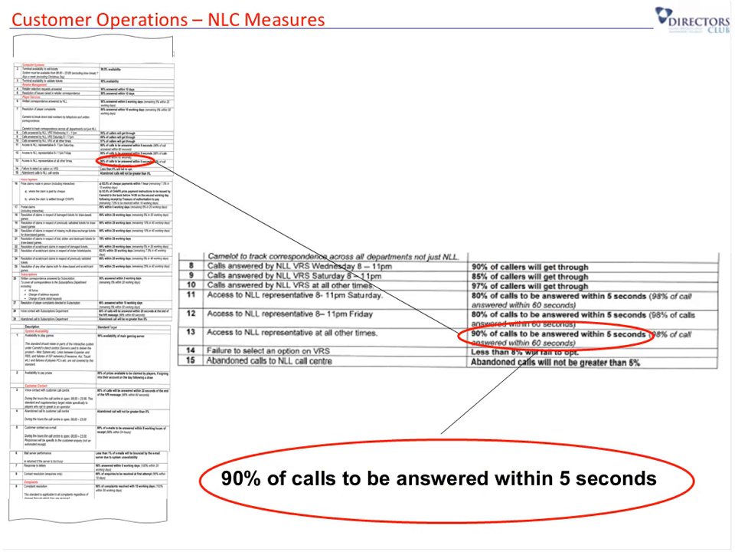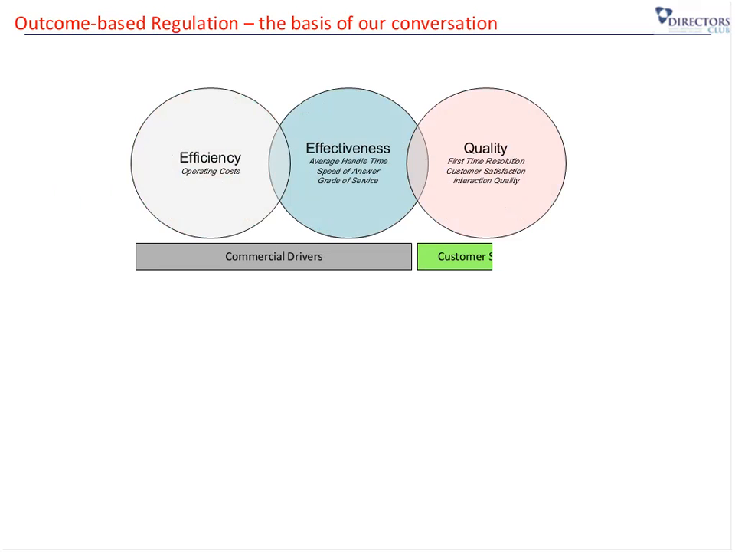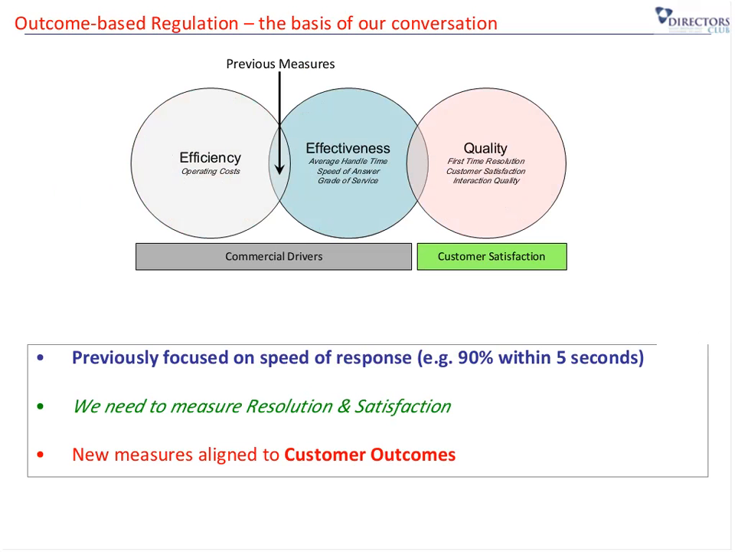Now, government tends to be quite focused on outcome-based regulation, and that really formed the cornerstone of the strategy that we negotiated. The outcome for calling any service centre, not just the National Lottery, is a combination of response time, resolution and satisfaction: efficiency, effectiveness and quality. We knew that the existing set of measures, focused as they were on speed of answer, only told part of the story. So we invited the NLC to come and talk to us with the aim of getting a reduced set of measures that were much more aligned to customer outcomes, resolution and satisfaction and quality.